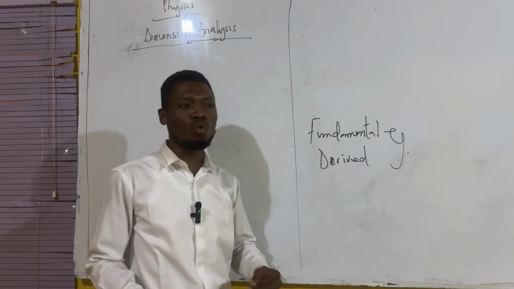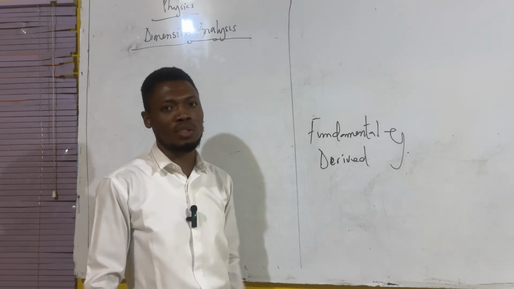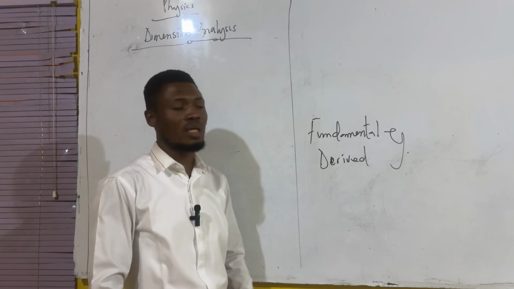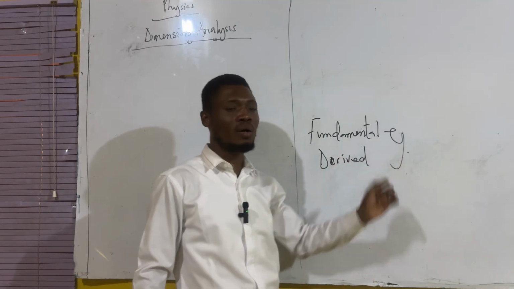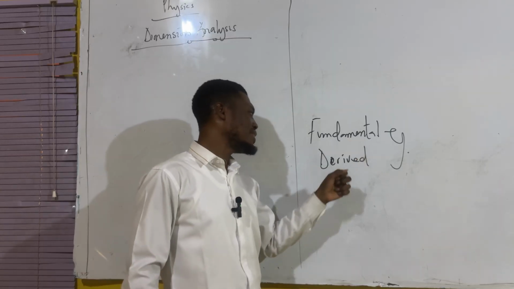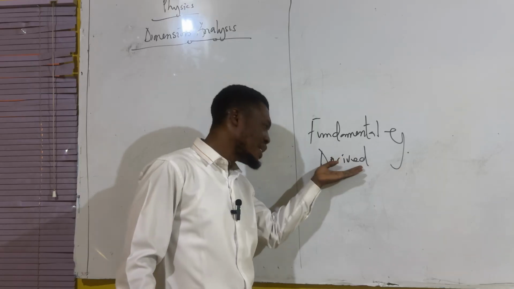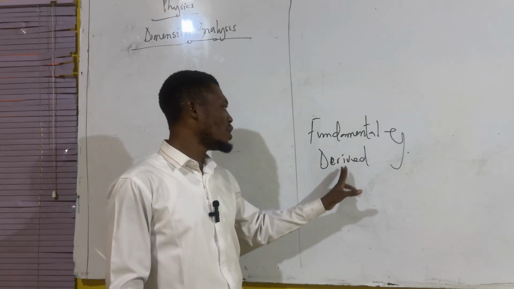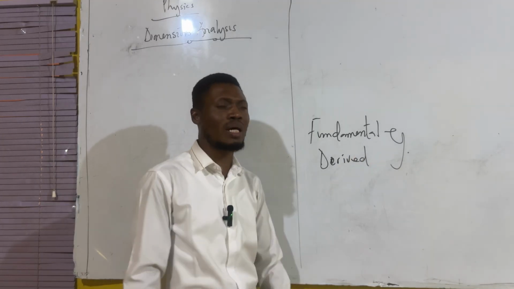A fundamental quantity is a quantity that serves as a basic form of quantity. Derived quantities are quantities that are derived from fundamental ones. Without fundamental quantities, derived quantities cannot stand; they cease to exist. So derived quantities are built based on fundamental quantities. How many fundamental quantities do we have? We have seven.